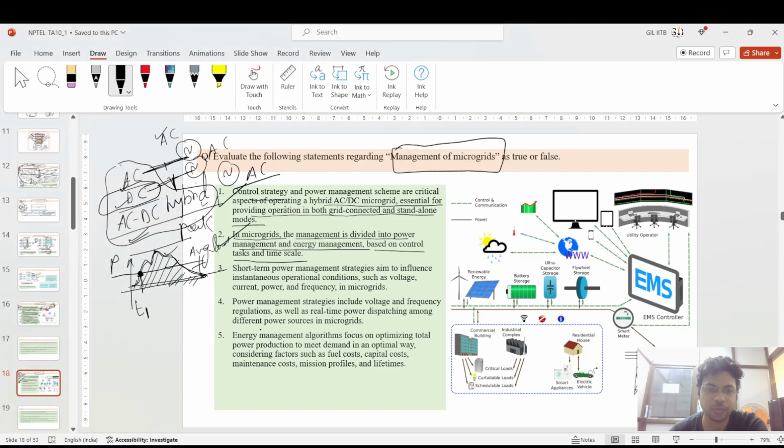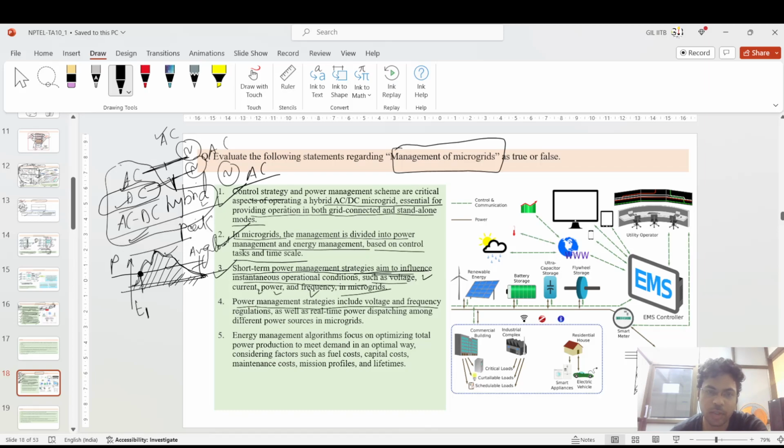So the second statement is true. Coming to the third statement, it says that short-term power management strategies aim to influence instantaneous operating conditions such as voltage, current, power and frequency in the microgrid. That is also true. You can do it with the access-oriented battery storage system, or the energy storage system, which I have told you about. The short-term power management strategy also influences the instantaneous conditions such as voltage, current, power and frequency.